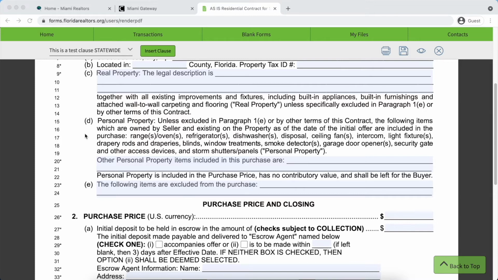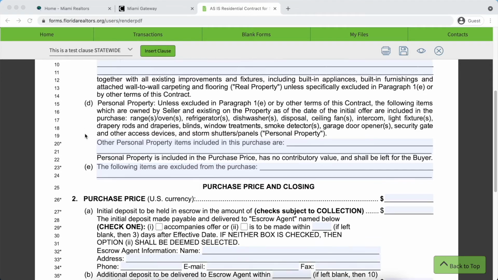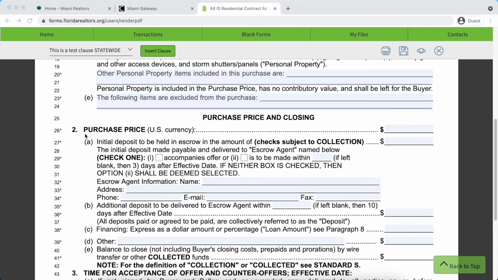Please use decimals always. I see a lot of agents that don't use decimals, and it's very important that the contract is unambiguous so as to avoid any future disputes. So put your currency in there correctly with your decimals. On line 2A, you're going to be putting the initial deposit that's going to be held in the escrow account.